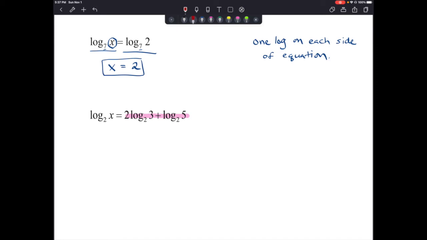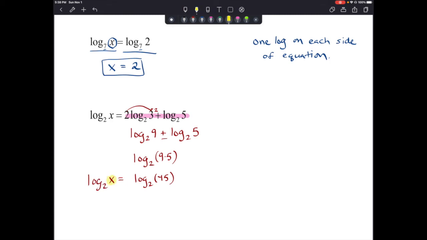So the first thing I would do is put my exponent back up here. So this is really like saying log base 2 of 9 plus log base 2 of 5. And since we're adding 2 logs with the same base, this will be log base 2 of 9 times 5, or 45. And right now you see that equals log base 2 of x. Well, in order for this to be true, this x value has to end up being 45. So we're going to say x equals 45.